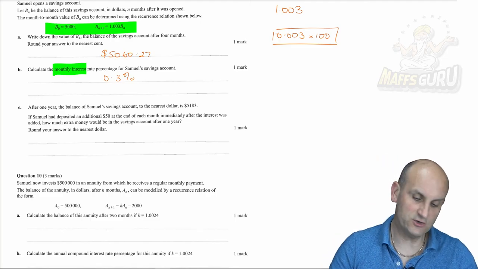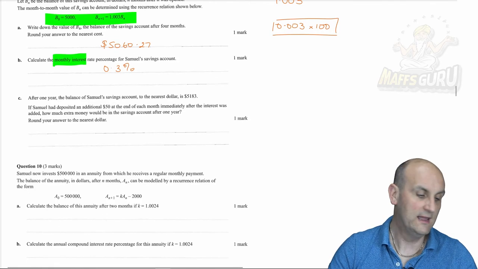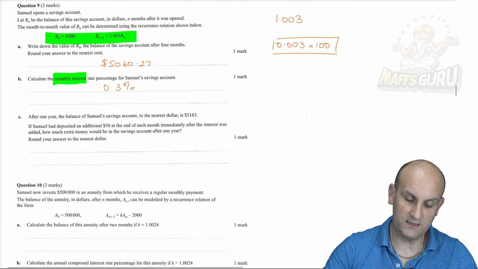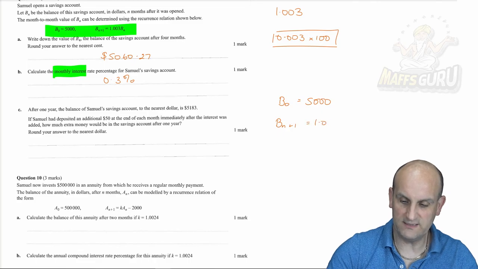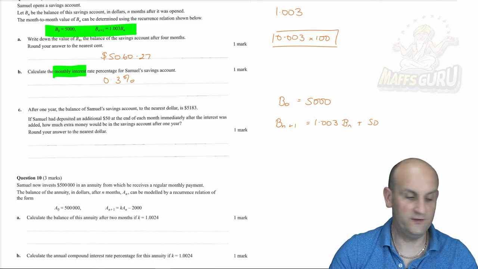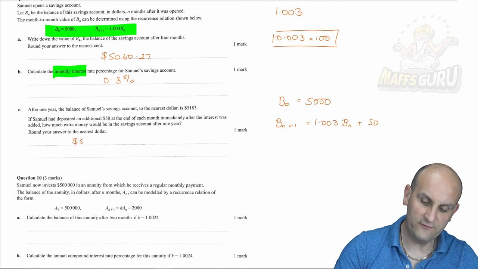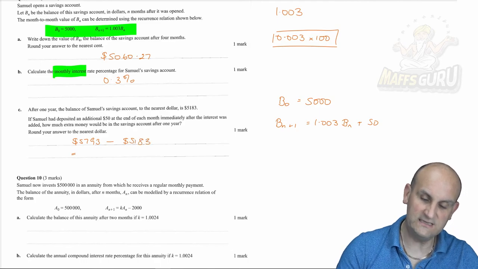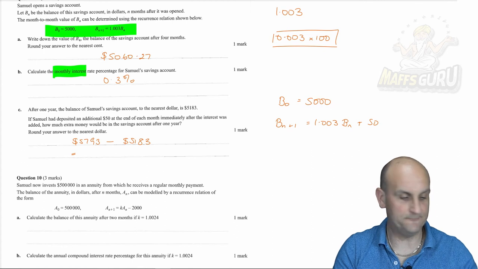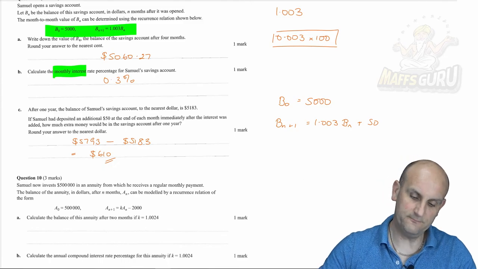After 1 year, the balance of Sam's savings account to the nearest dollar is $5,168. If Sam has deposited an extra $50 at the end of each month, immediately after the interest was added, how much extra money would be in the savings account after 1 year? Again, I just used my recurrence thing here and went, well, okay, I'm starting with B0 equals 5,000. And I now want my B of n plus 1 to be 1.003 B of n, but I'm going to add on 50 because it says it's going to add on $50 at the end of each month. Now, when I do that, I actually get $5,793. I'm going to take away the $5,183 because it just says what's the extra amount of interest he would get. And so it worked out to be $610.